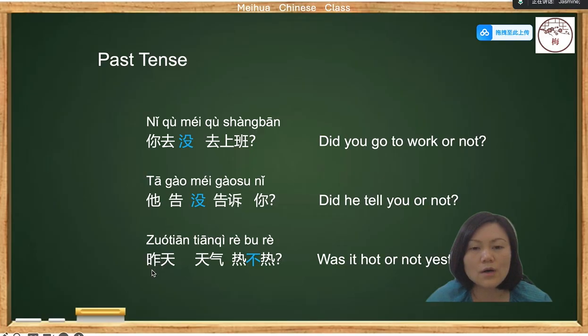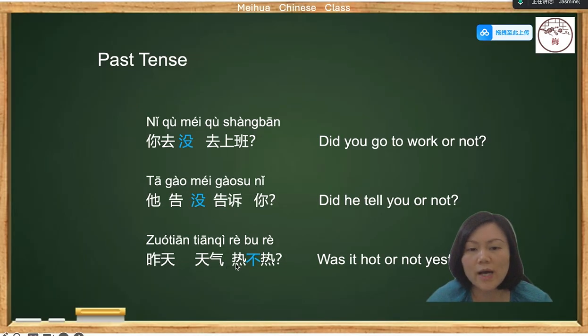For adjective, it's the same character 不. We don't use 没 in between if it's about the past. For example, 昨天天气热不热? 昨天 yesterday, 天气 weather, 热 hot, 不热 not hot. See, we're talking about something yesterday, right?